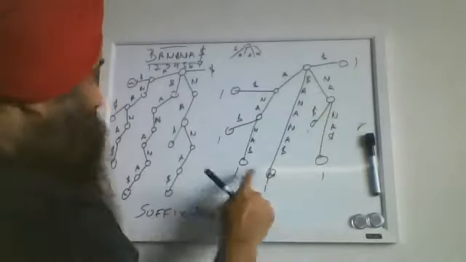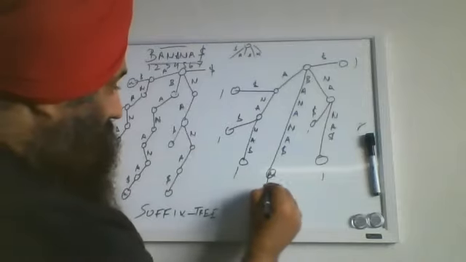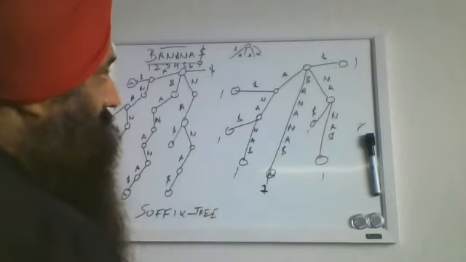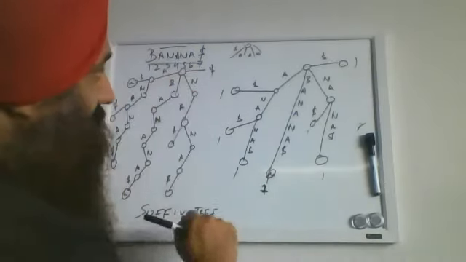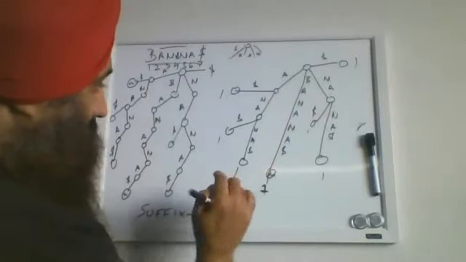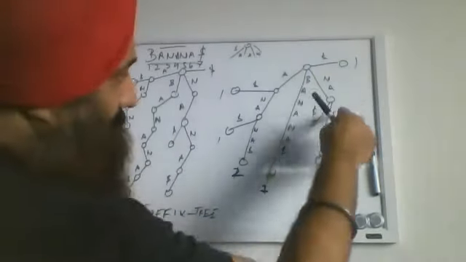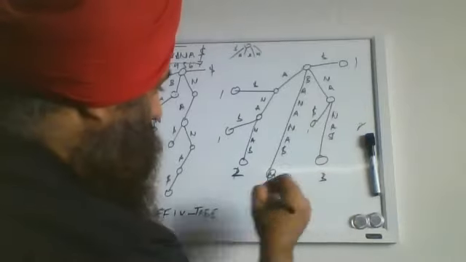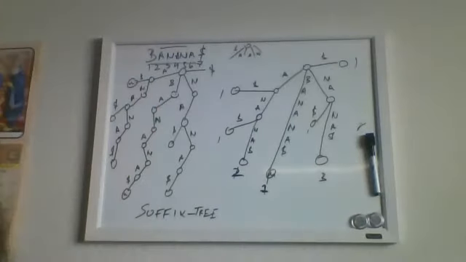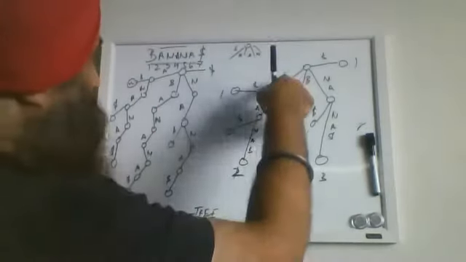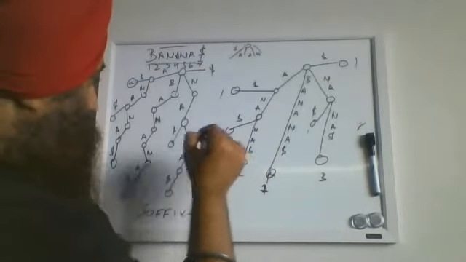So this is banana starting at 1, this becomes 1. Next is A, N, A, N, A, dollar sign, this becomes 2. Next is N, A, N, A, dollar sign, this becomes 3. Next is A, N, A, dollar sign, this becomes 4.